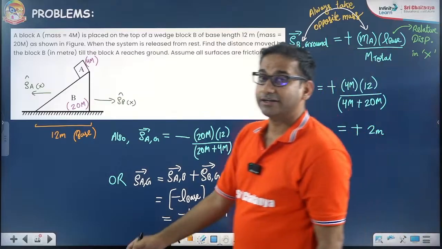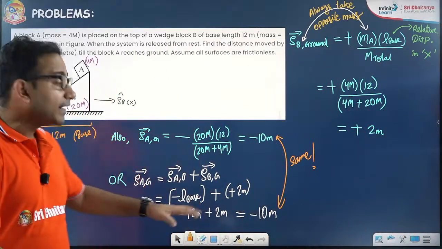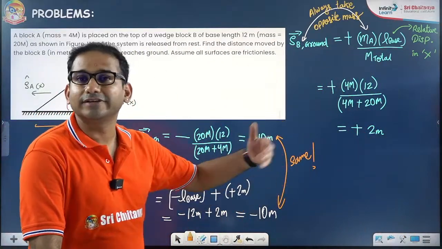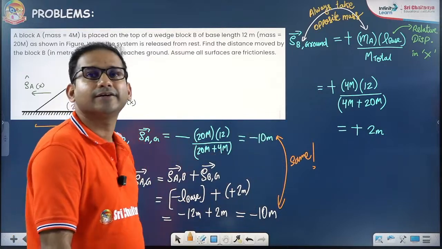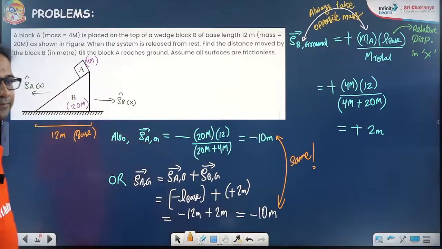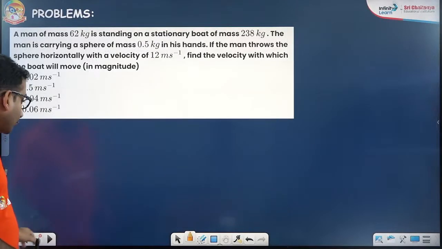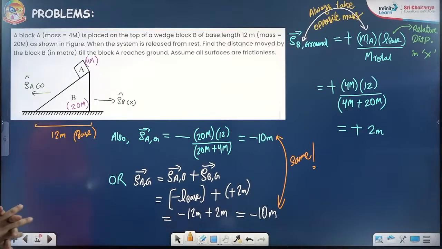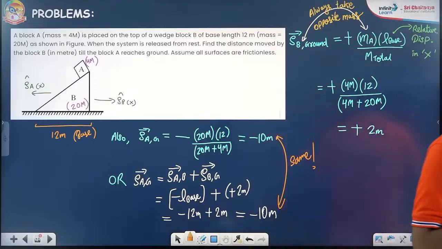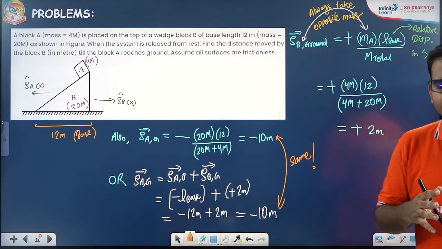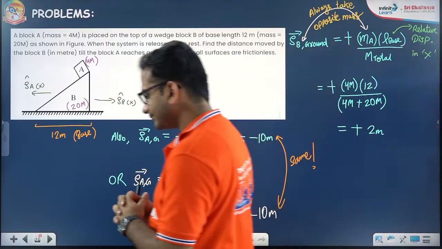All right. There are always multiple methods, but my shortcut is always observation based or pattern based: always take the opposite mass. That's going to be very useful for you. All right, very nice. I can see many of you are answering. If you want, you can keep taking screenshots for a variety of problems. They will make you familiar with multiple questions.